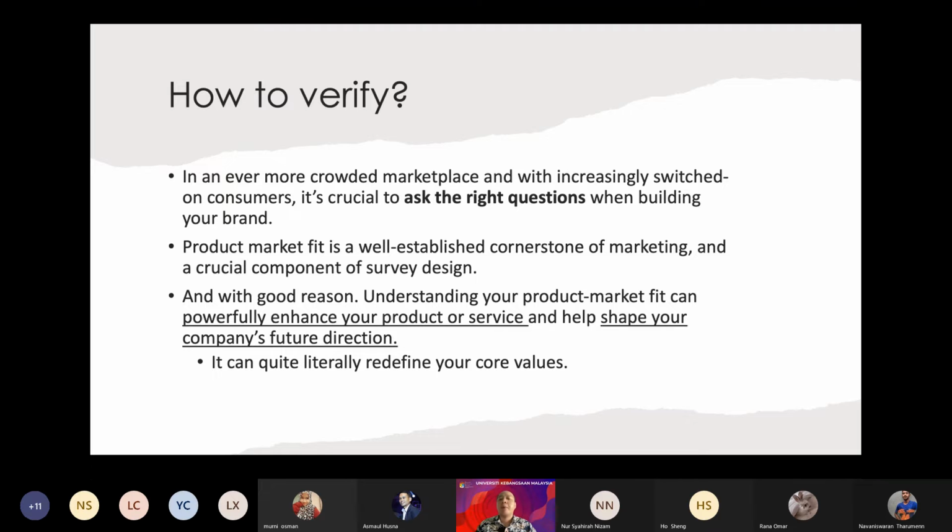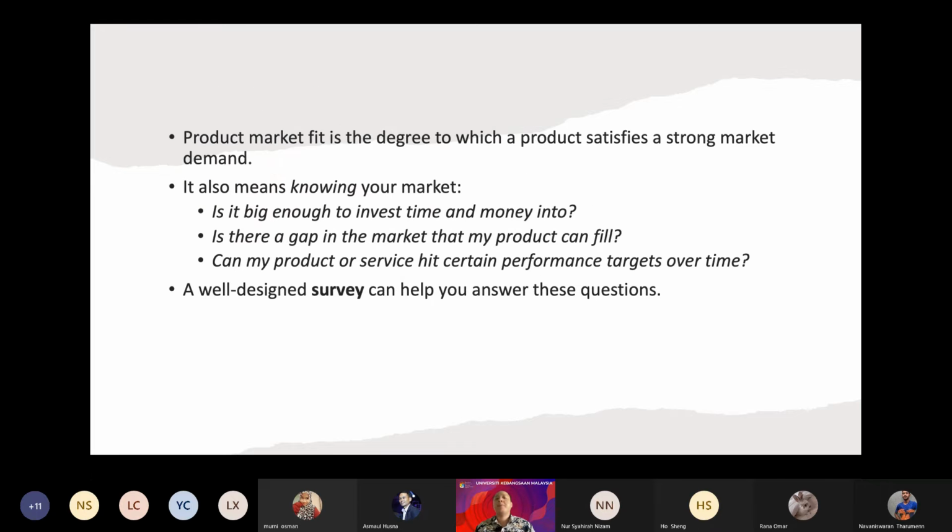A product market fit is a well-established cornerstone of marketing and a crucial component of service design. With good reason, understanding your product market fit can powerfully enhance your product or service and help shape your company's future direction. When you engage with your customer, you know what they want and how to emphasize your product, so you can make it very beneficial and interesting and attract their attention more. Product market fit is the degree to which a product satisfies a strong market demand, and it also means knowing your market.